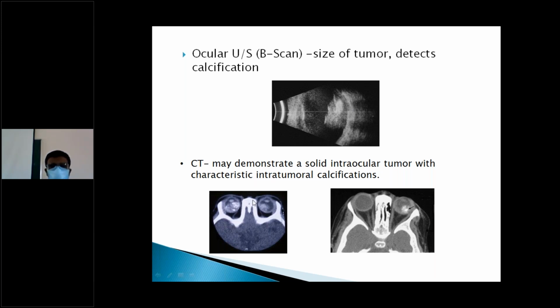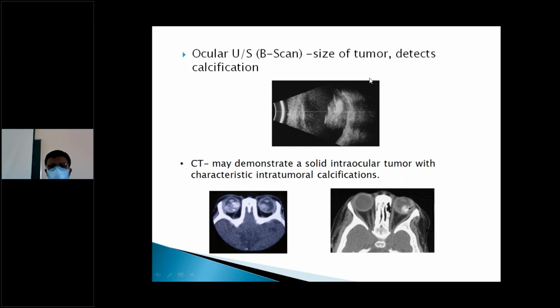CT scan demonstrates intraocular tumor with characteristic intratumoral calcification. This is a bilateral retinoblastoma. Here, in both eyes, there is calcification. In the right eye, minimal calcification is there, but in the left eye, there is a significant amount of calcification, because these whitish flecks are calcified. Here also you can see intratumoral calcification. This is the calcification. So these are the investigations.